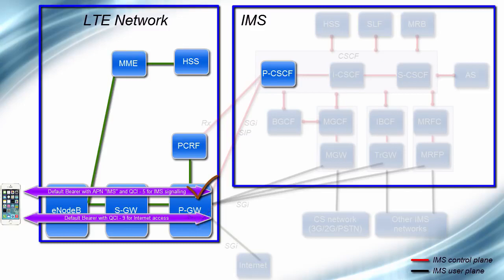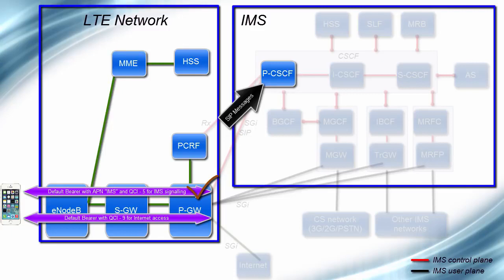UE exchanges SIP messages with IMS network by using user plane of this bearer having QCI 5. SIP messages from UE will go to PDN gateway and from PDN gateway to PCSCF present in IMS network. Remember, IMS bearer cannot be used for communication with any other PDN. This bearer is dedicated only for communication between UE and PCSCF.